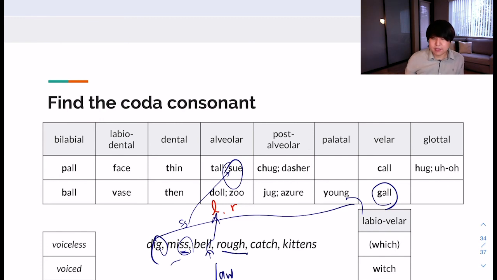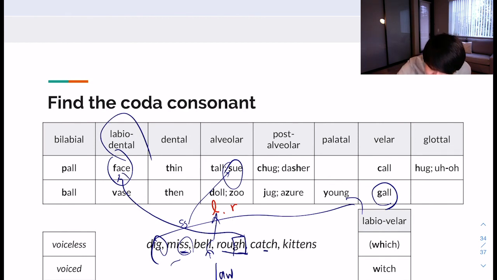Next, the word is rough. It ends with the spelling gh, but when you hear it, rough, it ends with the sound f. So no matter how it's spelled, it ends with this sound f as in face, which is voiceless and labiodental. Ch, which is spelled tch, as in catch. It's the same sound as ch in chug, so it's voiceless and post-alveolar.